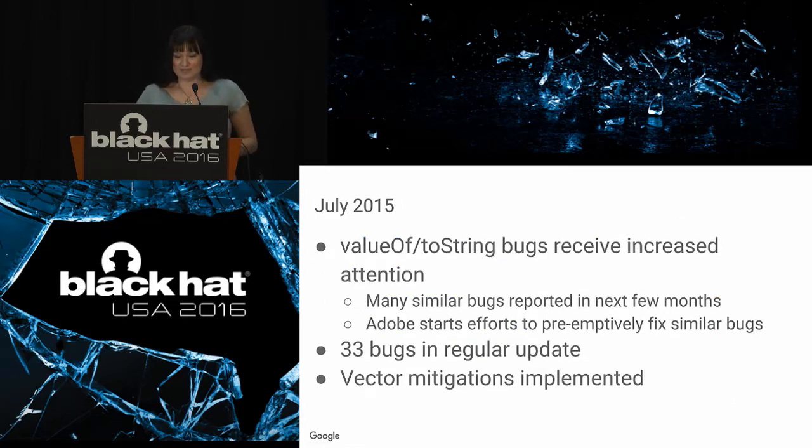As a result of this, this type of bug, especially valueOf and toString bugs, received increased attention. Many, many similar bugs were reported in the next few months, and Adobe started efforts to preemptively fix similar bugs. In July, there were also 33 bugs in the regular update, and the first mitigation set, vector mitigations, were implemented.